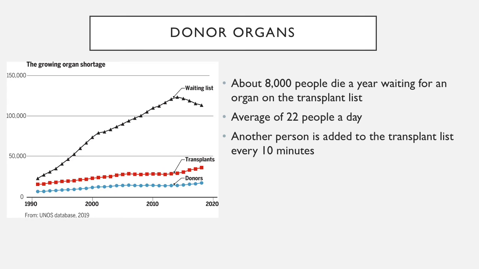To continue discussing using cloned animals to make suitable donor organs, I will give you the statistics on how many people die waiting on the transplant list for an organ. About 8,000 people die a year waiting for an organ on the transplant list. That is an average of 22 people a day. Another person is added to the transplant list every 10 minutes. If we were to use cloning to create suitable donor organs, a significantly smaller number of people would die each year waiting on an organ. On a side note, this is why you should become an organ donor.